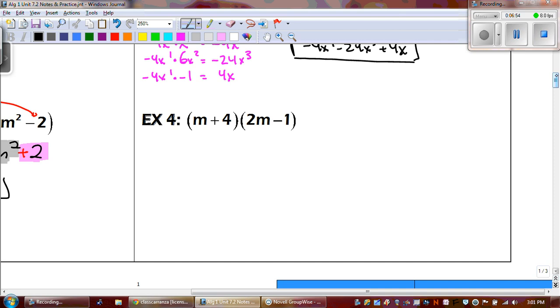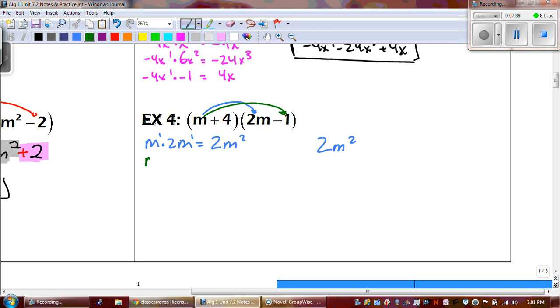Now, for example 4, this is when we have to make sure we multiply every single piece by each other. Because we're multiplying a binomial with a binomial, we have to keep track of all of our information. All right? So the first thing that we're going to multiply is m times 2m. And that gives us, remember, we add the exponents, 2m squared. So our first part is 2m squared.